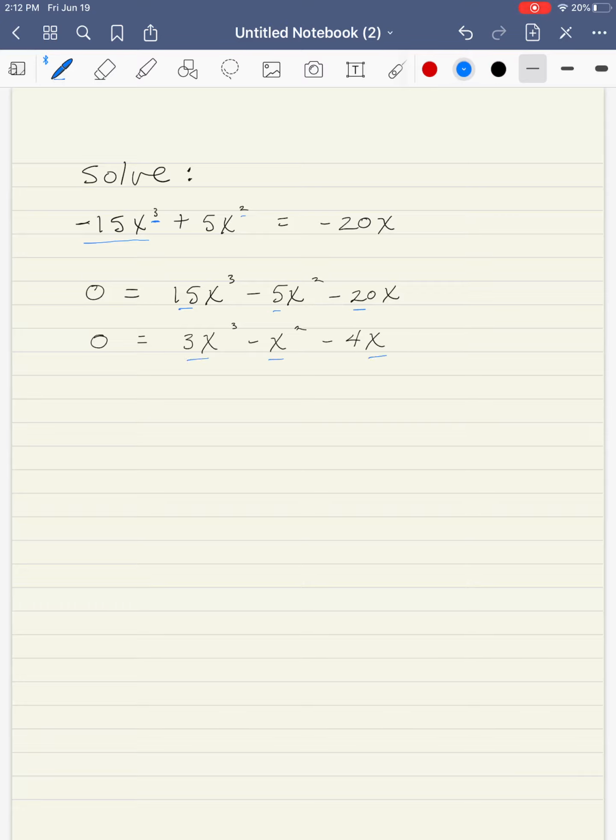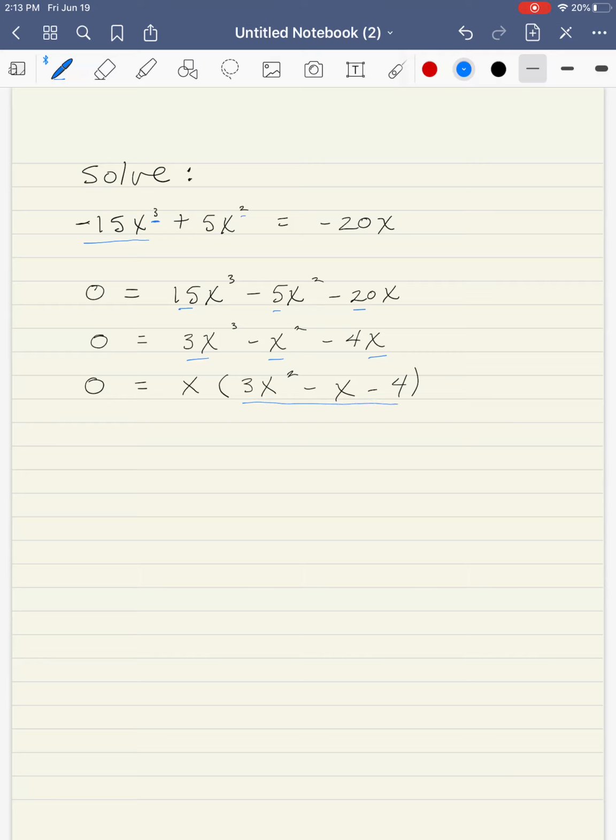Now we look for any common variables, and notice that every single term here has an x in it. So we can actually factor out an x. And we have to keep that x. We cannot divide by x and cancel. We have to keep it as part of the equation. So dividing each term by x, that's what we end up with.